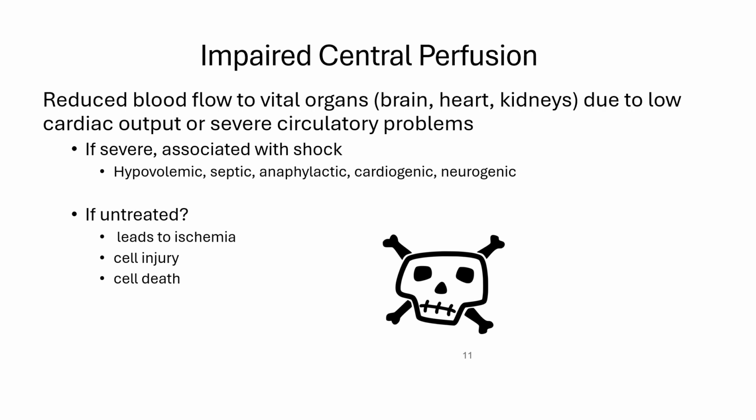So if your patient has impaired central perfusion, this is reduced blood flow to vital organs. A lot of times, if it's severe, it's associated with shock. Hypovolemic shock, of course, is where your patient is hypotensive and they are tachycardic because the heart is trying to beat faster to get more blood and more oxygen out to the body, but it actually does the opposite. It reduces cardiac output, and we have less blood flow that goes out into our system.